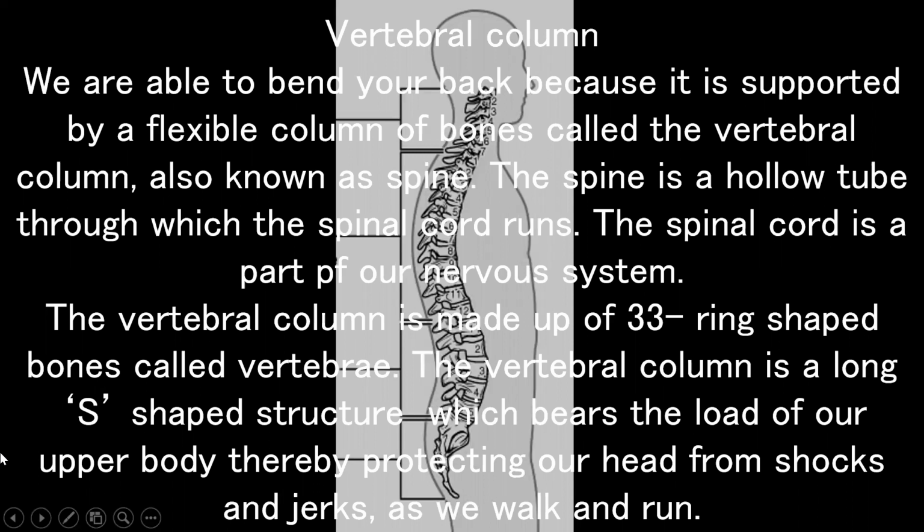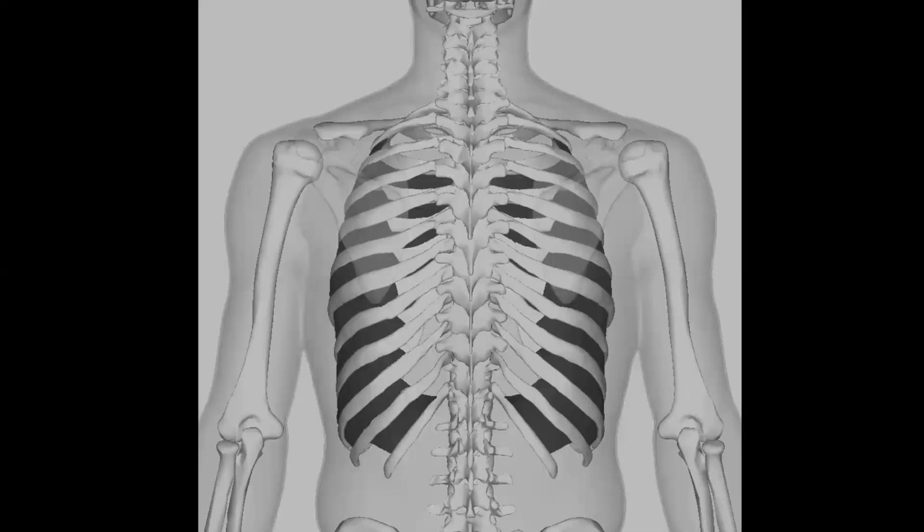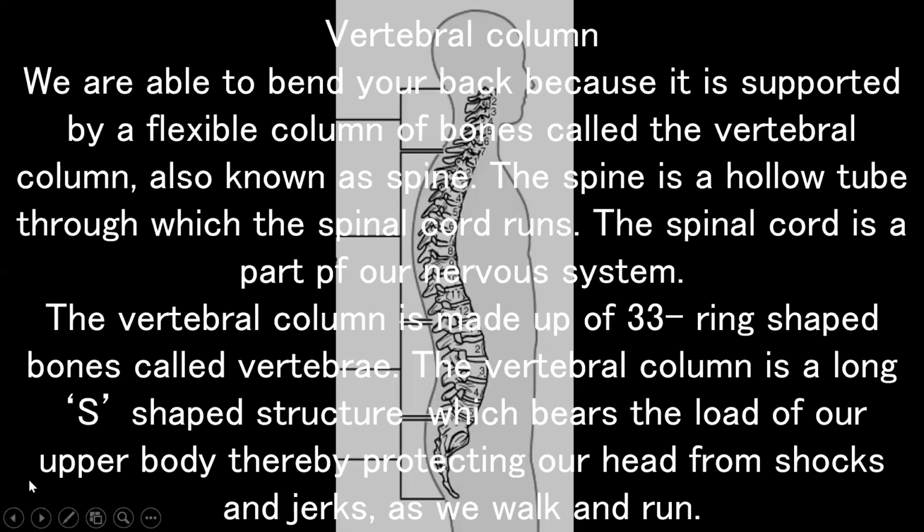Vertebral column. We are able to bend our back because it is supported by a flexible column of bones called the vertebral column, also known as the spine. The spine is a hollow tube through which the spinal cord runs. The spinal cord is a part of our nervous system. The vertebral column is made up of 33 ring-shaped bones called vertebrae. The vertebral column is a long S-shaped structure which bears the load of our upper body, thereby protecting our head from shocks and jerks as we walk and run.